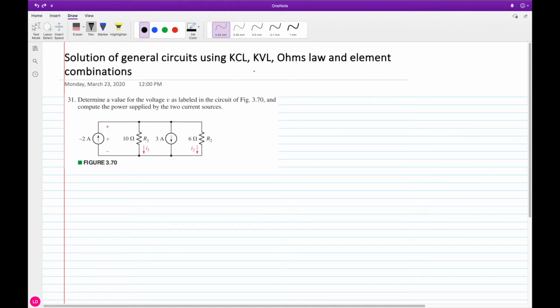Welcome to this tutorial. Today I'm going to be solving this problem, which mainly involves an explanation on Kirchhoff current law and how to apply it. We're of course going to use Ohm's law as well. So let's get to it.